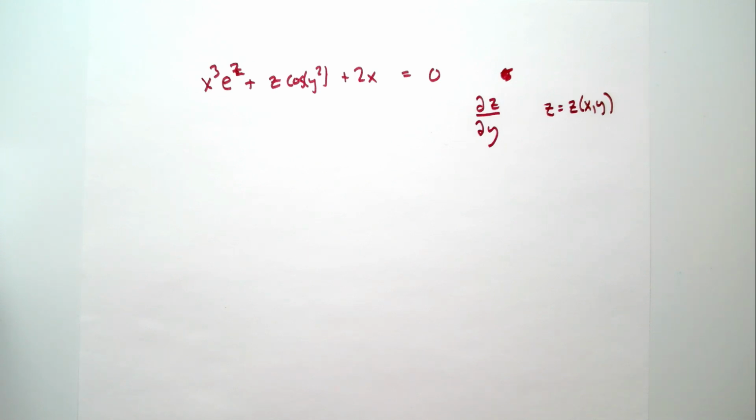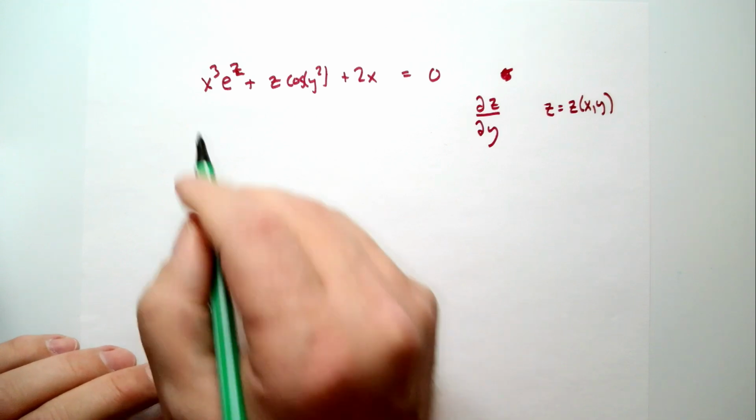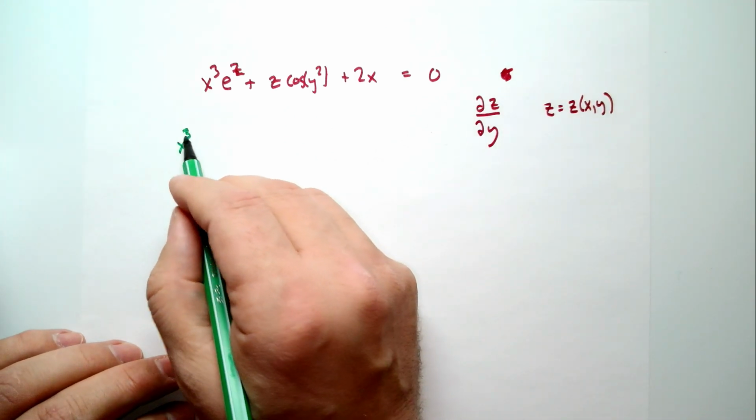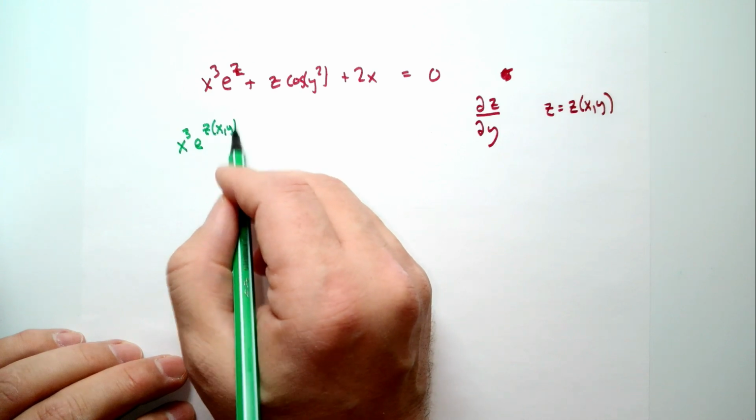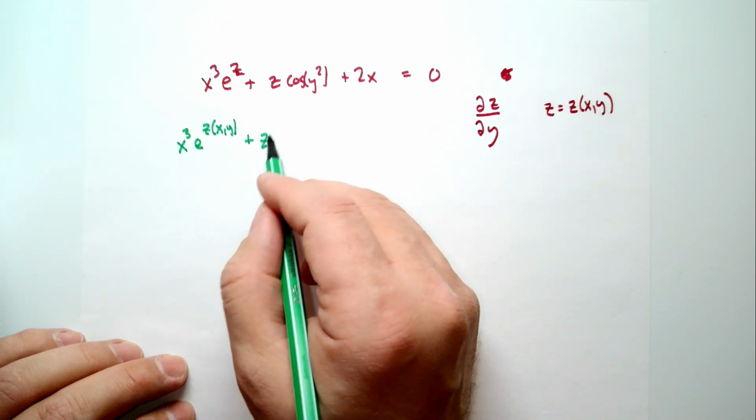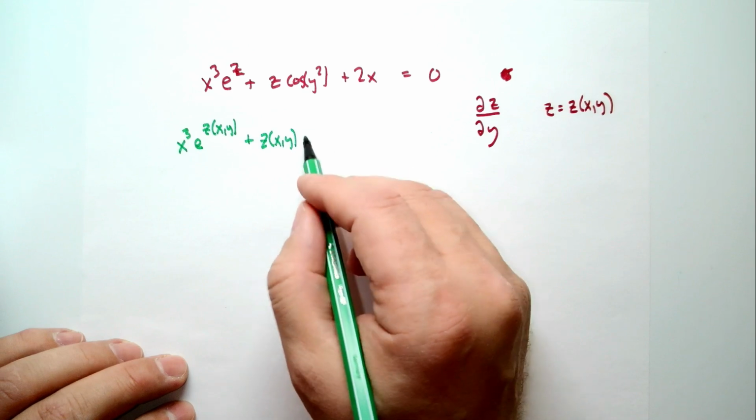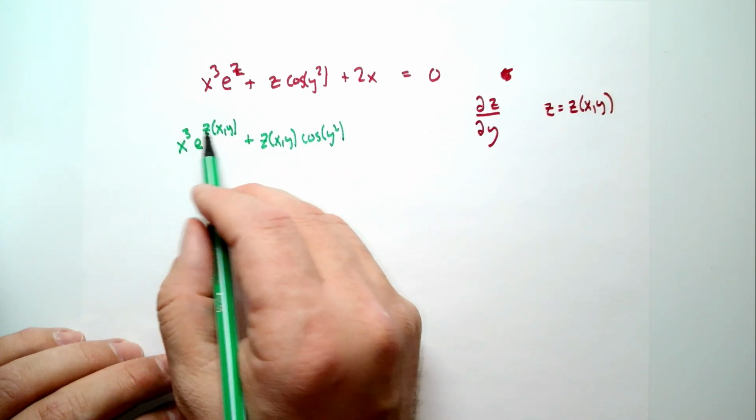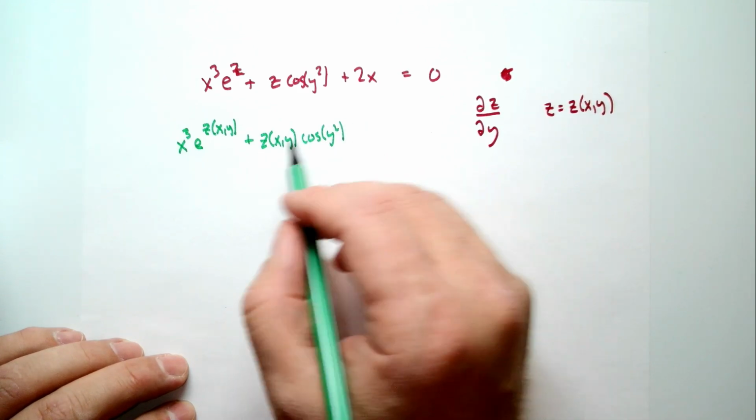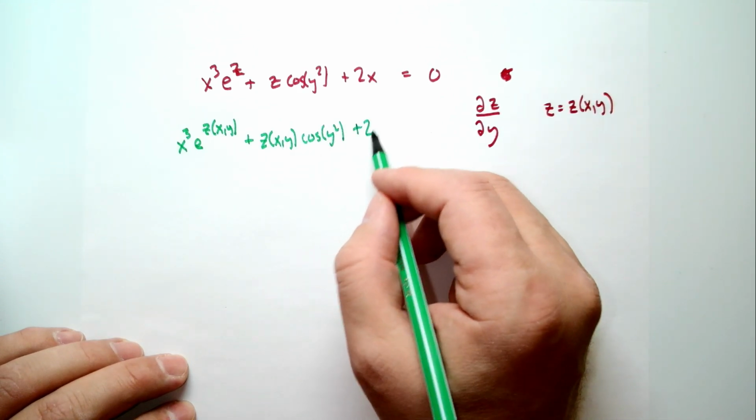So when we stare at this problem and we're thinking implicit derivatives, what we do is we say, the way to think about this is whenever I see a z, I really think of it as a function of x and y. So this is my real expression here: x cubed times e to the z to the power xy plus z times cosine of y squared plus 2x equals 0.